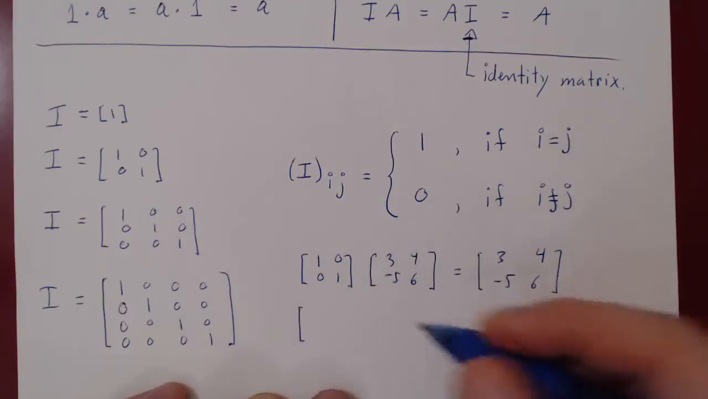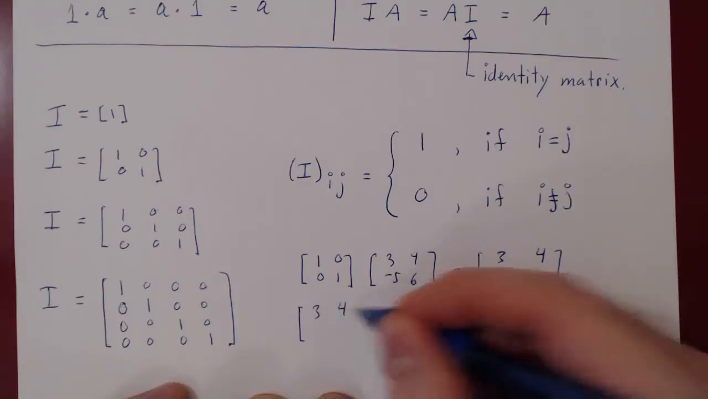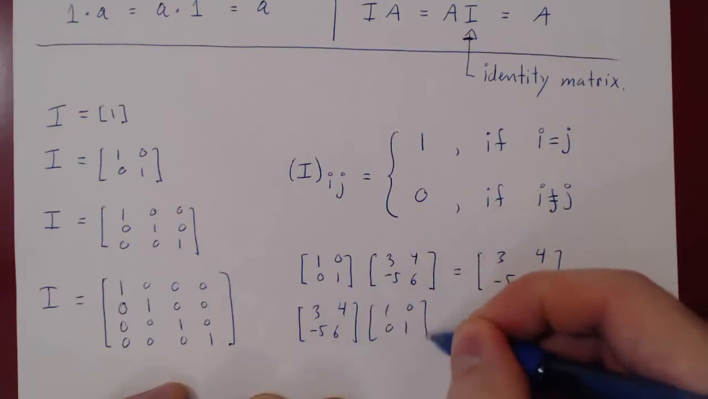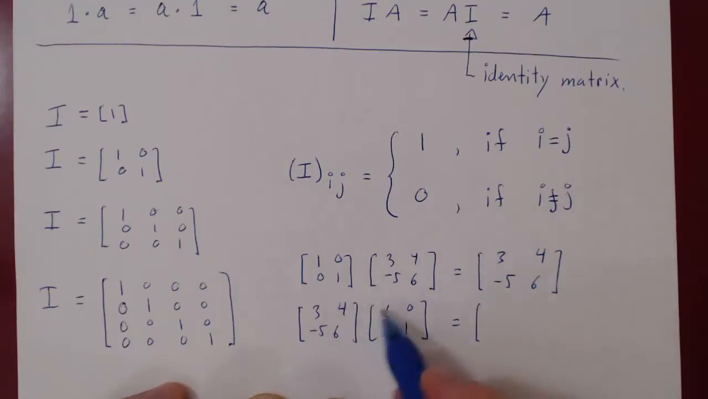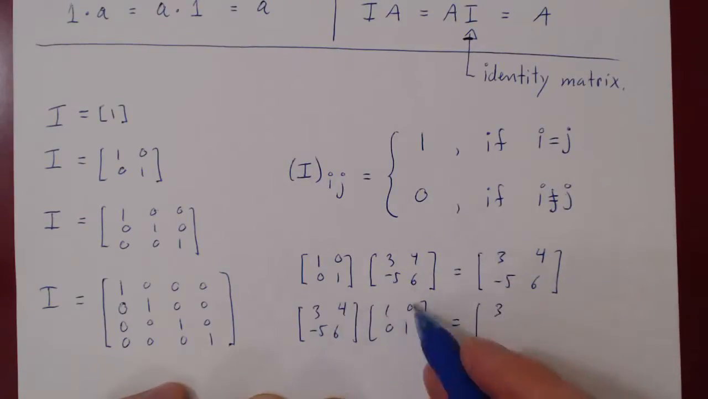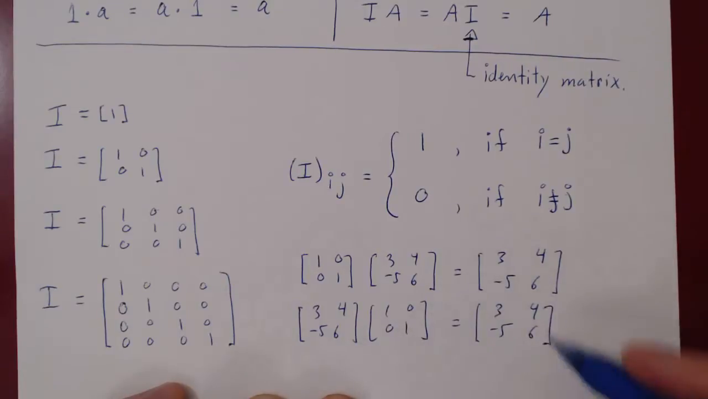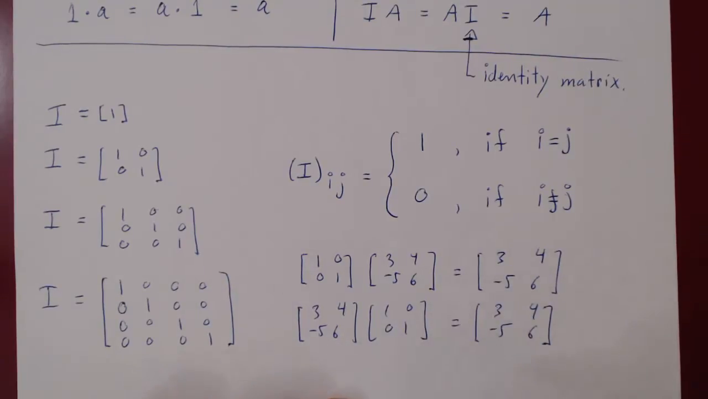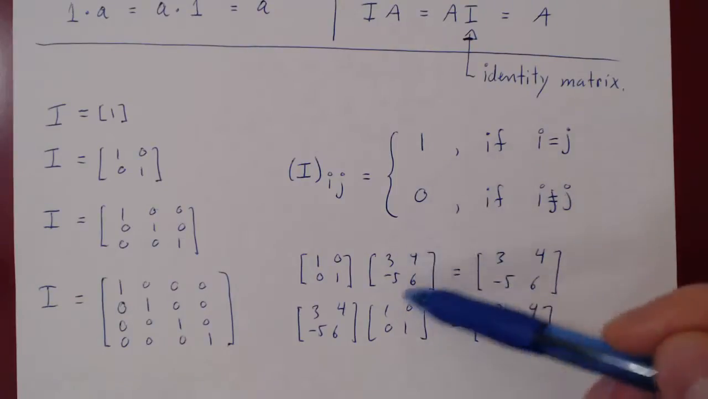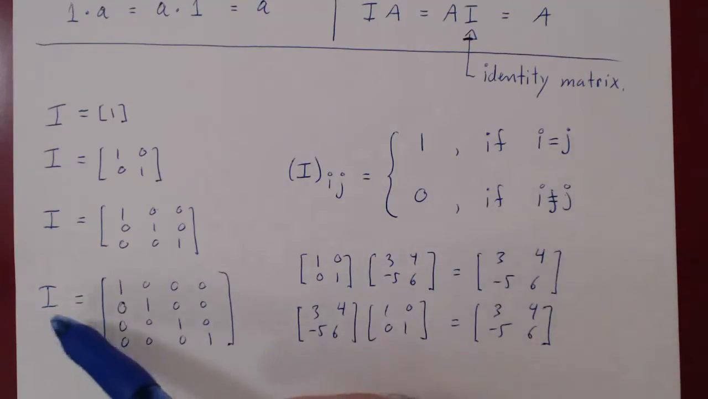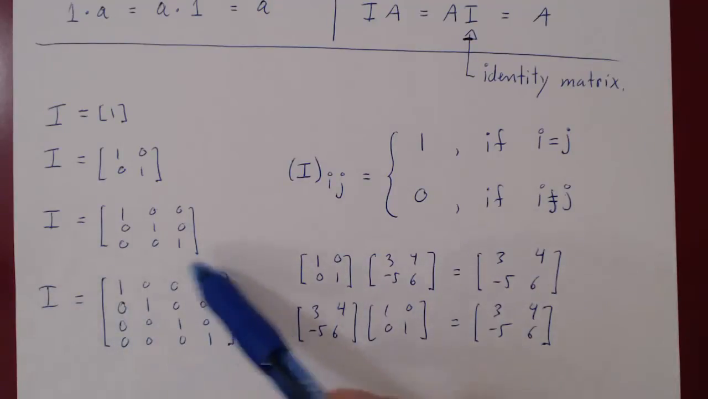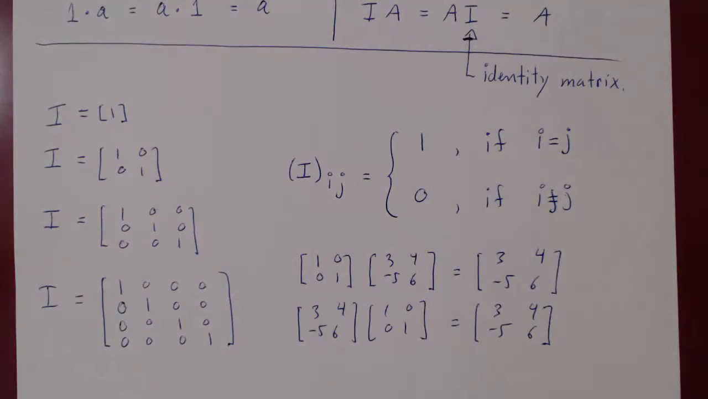And it works both ways. If you did the matrix A first, times I, you get 3 plus 0, 3. 0 plus 4, 4. Negative 5 plus 0, negative 5. 0 plus 6, 6. And once again, you get back the matrix A. And this works for any square matrix if you take I to be, again, the matrix of the same size where you get 1s on the main diagonal, 0s off of the main diagonal. And that's it.